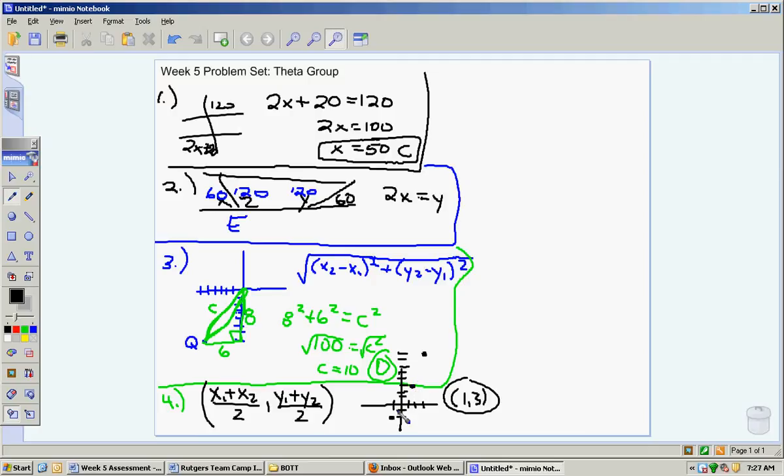And again, if you like the formula, stick with the formula. I'd rather not memorize something like that, but that's up to everybody on their own.